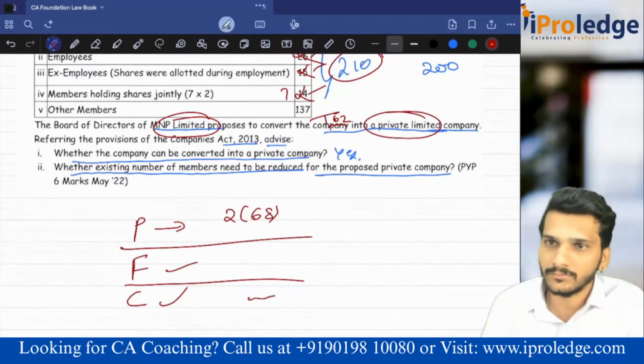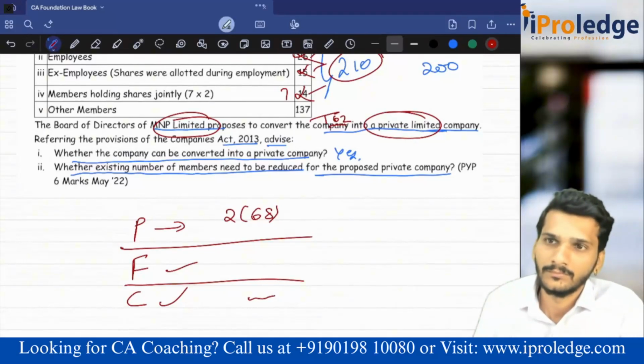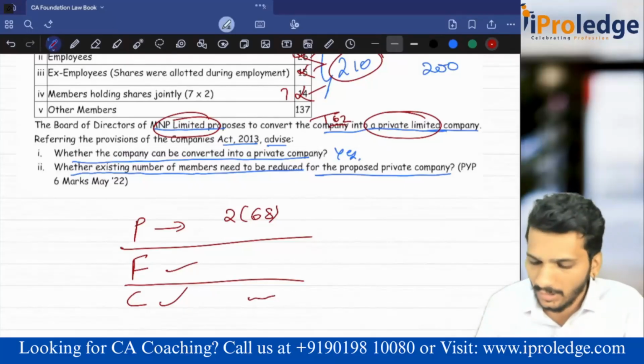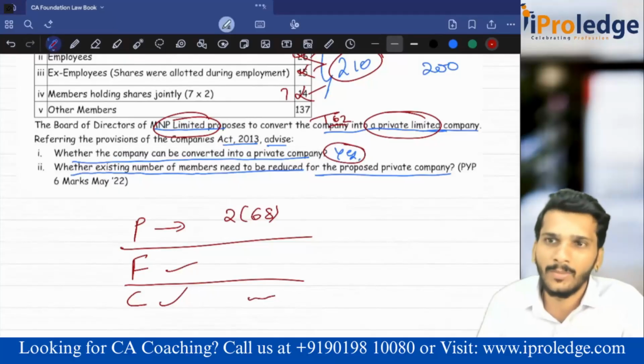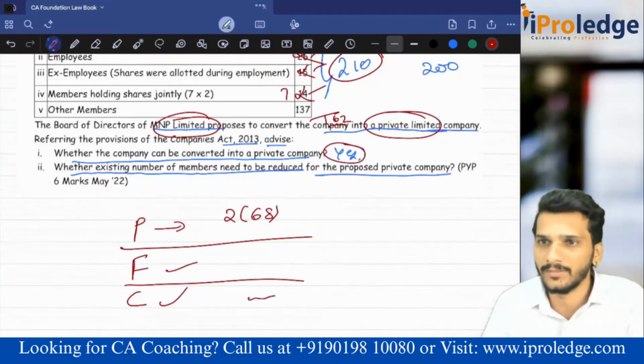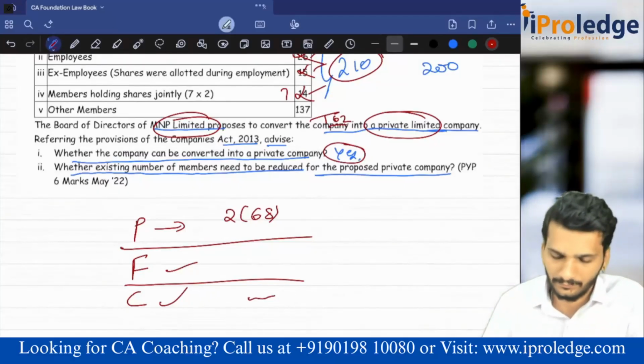The first question is, yes, the company can be converted into a private company. Don't write just yes. Write: yes, a public company can be converted into a private company. Conversion of a company is allowed.